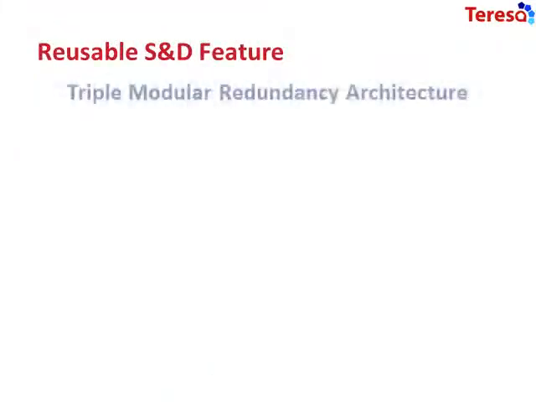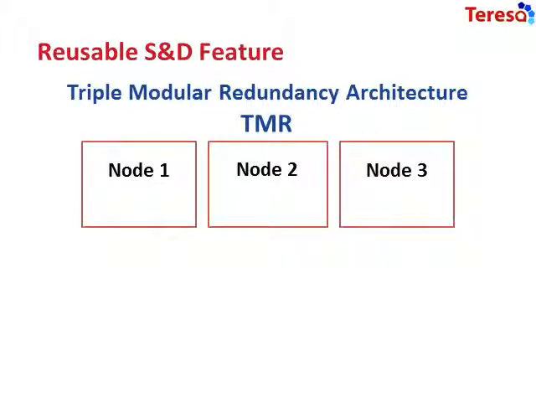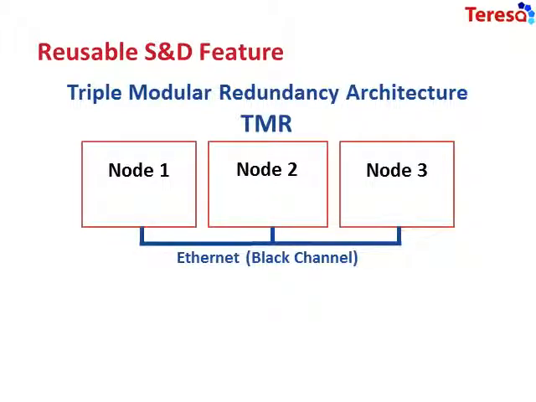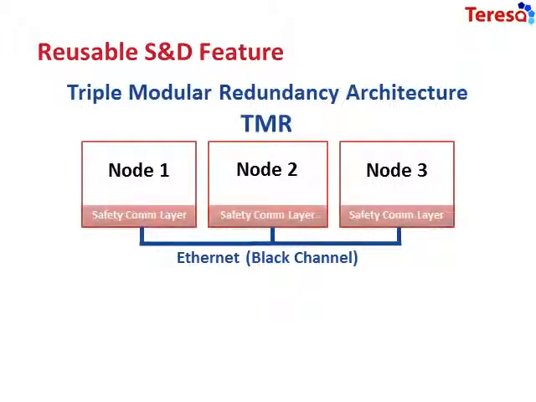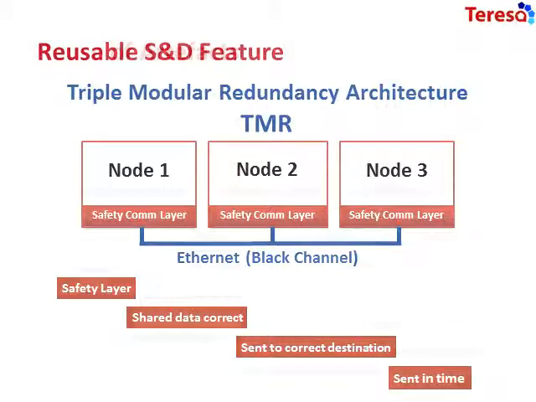Company A is building a system based on the Triple Modular Redundancy Architecture, or TMR. In this approach, 3 nodes are used. These nodes communicate through a standard Ethernet network. Company A wants to include a feature called Safety Communication Layer, which provides a safety layer that allows the 3 nodes to communicate in a dependable manner. This layer guarantees that the shared data are correct and that they are sent to the right destination in time.